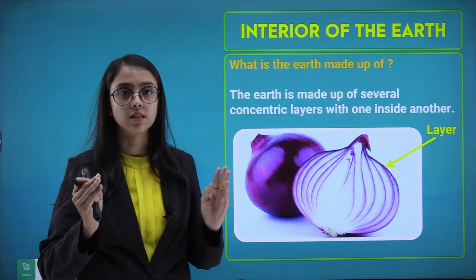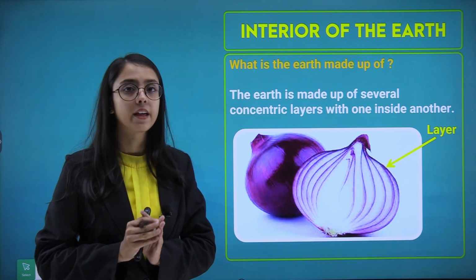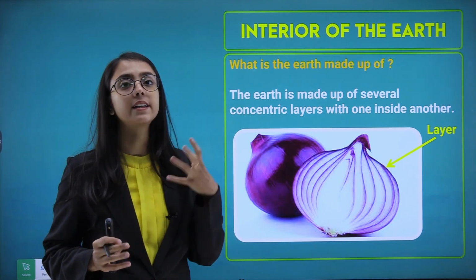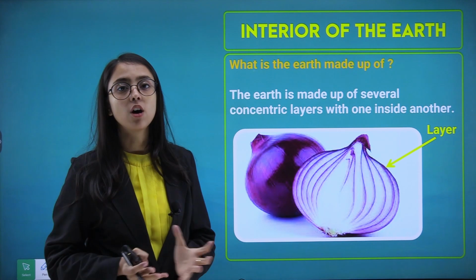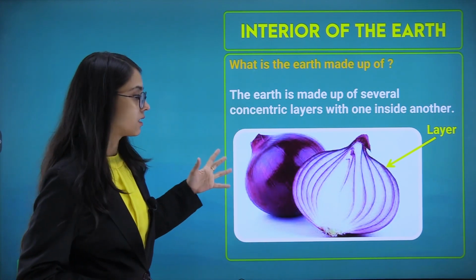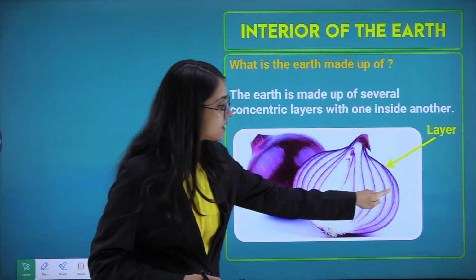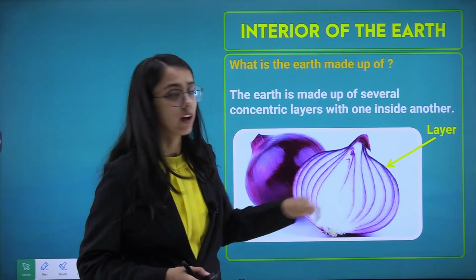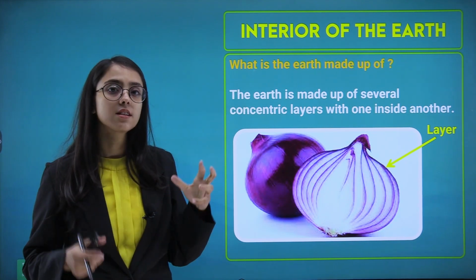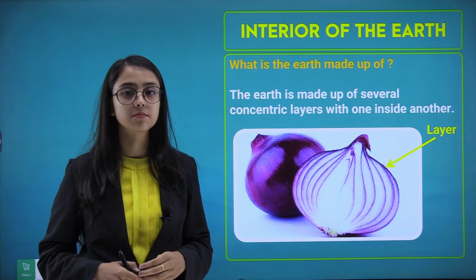to one another. They do not float on each other, rather they are joined together. And these are one inside the other and give the form of a sphere to our planet Earth. To understand better, do you see this onion? These are the layers of the onion. Each layer is joined together. This is known as concentric layers.